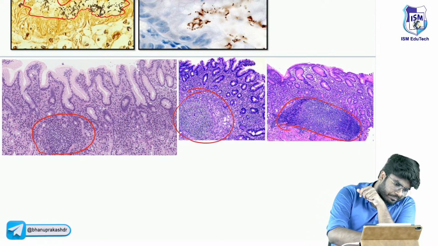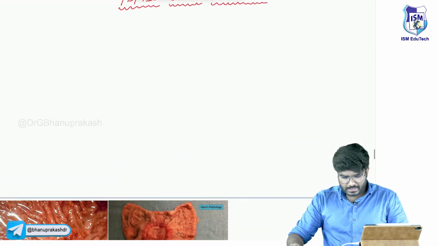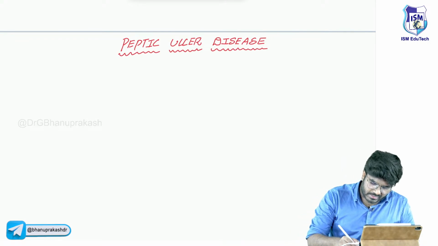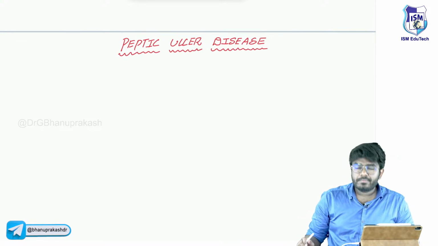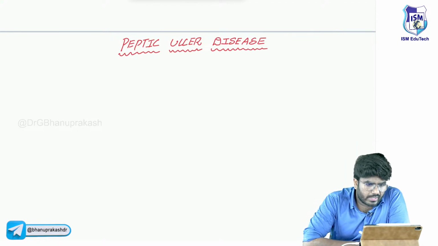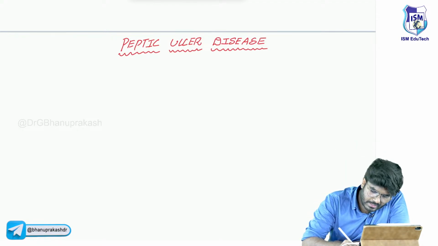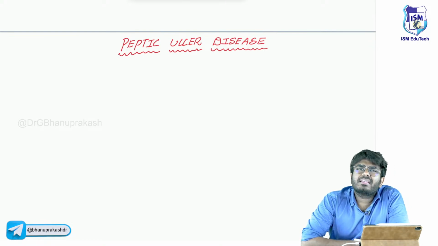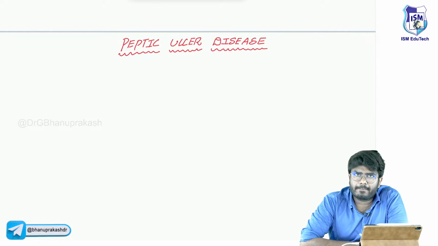Next, let's discuss peptic ulcer disease. The two types of gastritis, chronic gastritis as well as acute gastritis, are completed. Now, what exactly is peptic ulcer disease? Simple. Peptic ulcer disease means ulcers are there in the stomach and the duodenum.